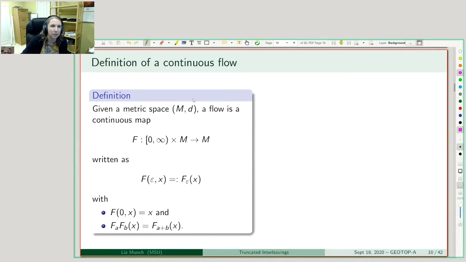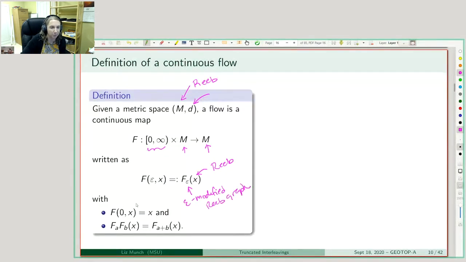So if you give me a metric space, which in about half a slide, my metric space is going to be Reeb graphs, and my distance is going to be some distance we're going to talk about in a little while. My flow is going to be a continuous map that basically takes in some one-parameter varying thing and spits out, from a starting object, an ending object, right? I'm going to write this as f epsilon of x. So in just a second, my x is probably going to be a Reeb graph, and this is going to be some modified Reeb graph. So like epsilon modified Reeb graph, right?